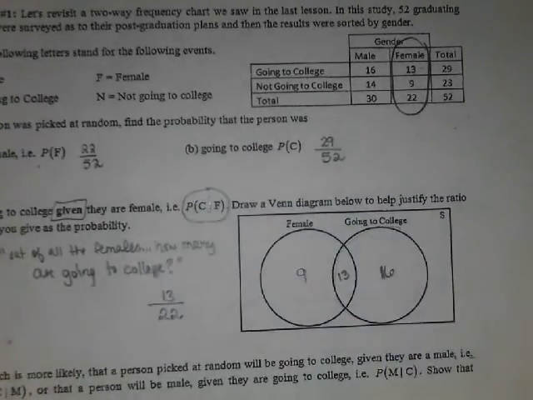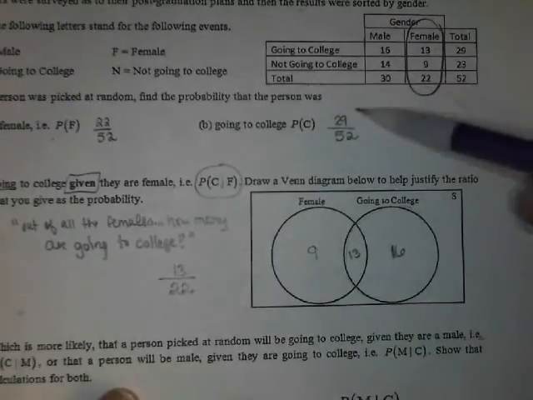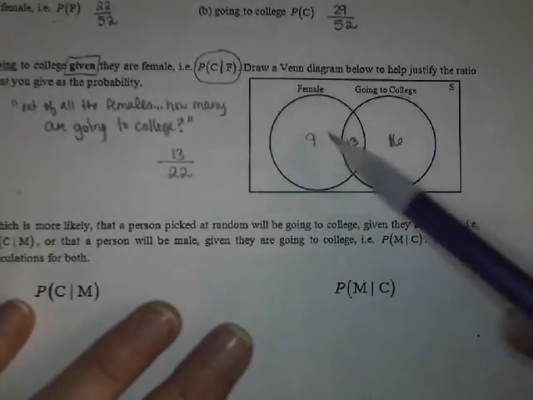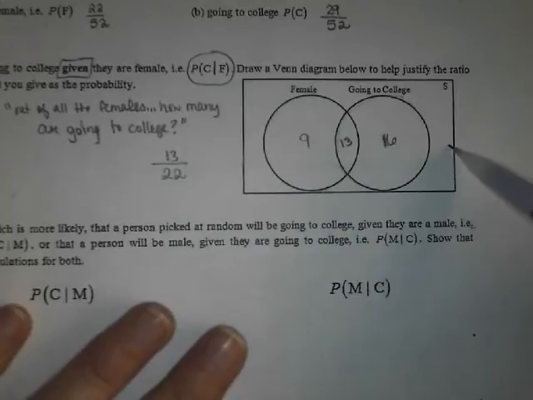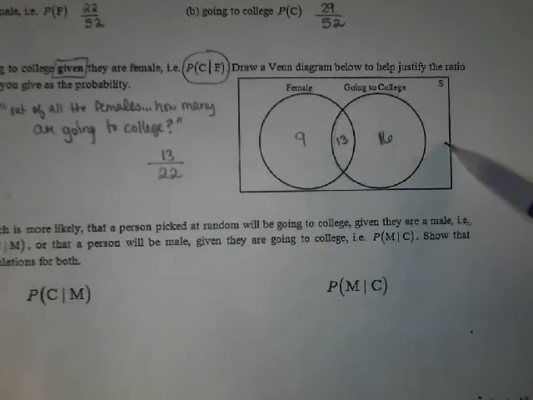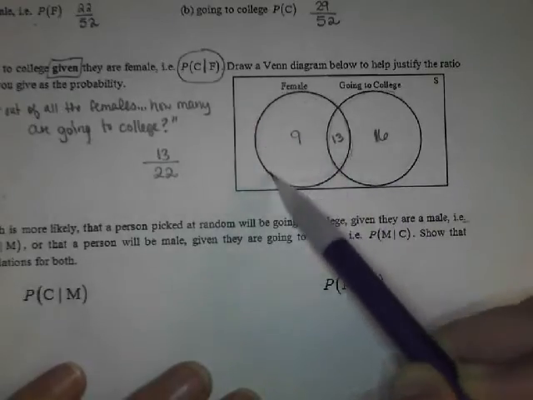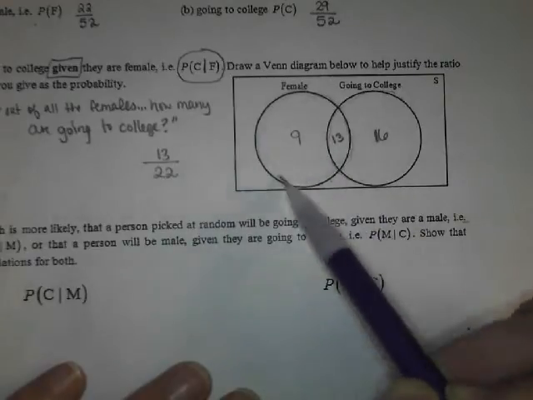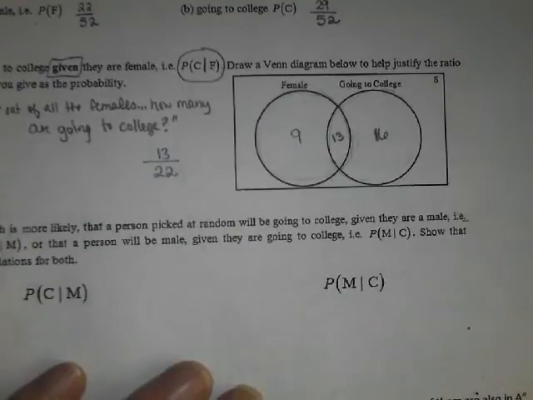Okay? If I were asked this same question via a Venn diagram and I didn't have this two-way frequency chart to look at, but I had to extract this probability from a Venn diagram, are you with me? Okay? I would still ask myself the question, out of all the females, and I would look, how many total females are there? So I'd look in the female circle, there's 22. Out of those 22, how many are also going to college? 13 out of 22. And I would extract that same probability.